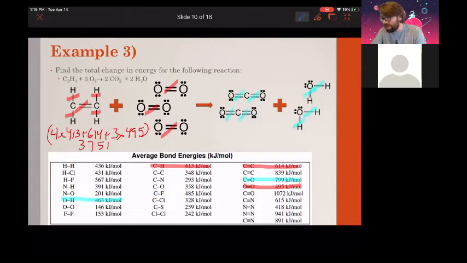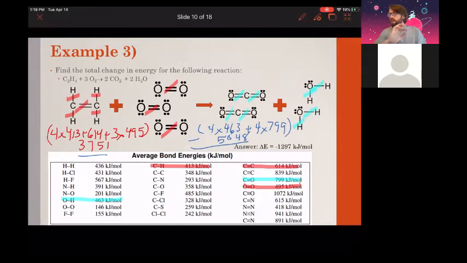But we're going to do the OH first. So we're going to do 4 times 463. That's from the OH. And then I'm going to add on to that 4 times 799 for the C double O. Oh, and you should notice that's a combustion reaction, right? Because we've got CO2 plus H2O in the products. That total is 5048, but those are subtracted. So it ends up being 3,751 minus 5,048 for a total of negative 1297 kilojoules per mole.